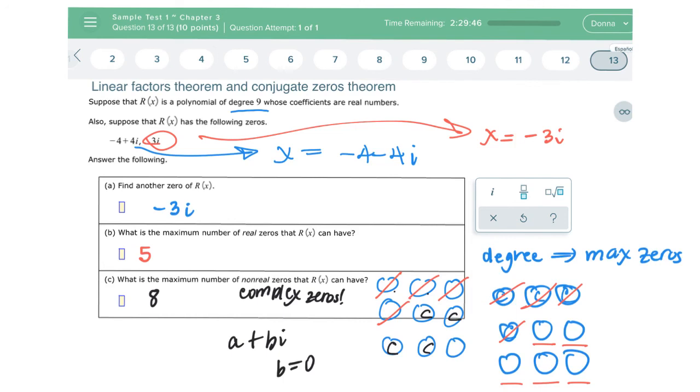All right, so I hope this movie is helpful on finding linear factors and the conjugate zeros theorem and finding the answers to problem number 13.